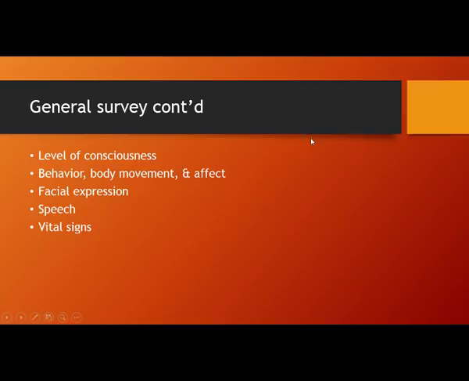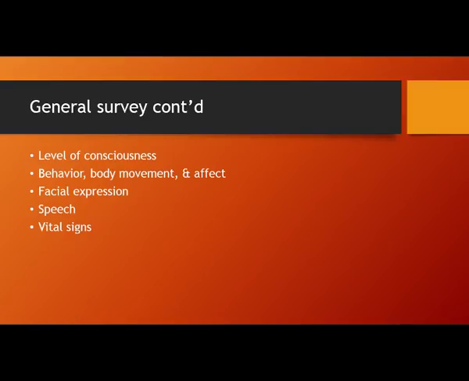But if you get a first impression that there is something wrong with their level of consciousness, then you would want to explore the mental status as we mentioned in chapter 6. You would do all those tests very thoroughly. Behavior, body movement, and affect. Affect meaning their emotional expression. Facial expression, and then speech. And finally, vital signs. That's what goes into the general survey.